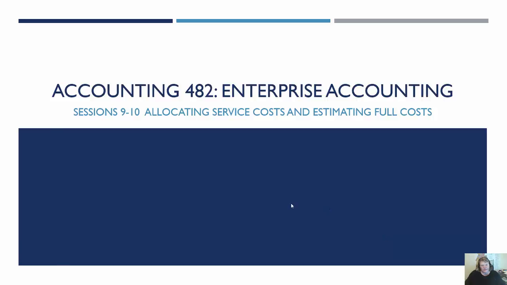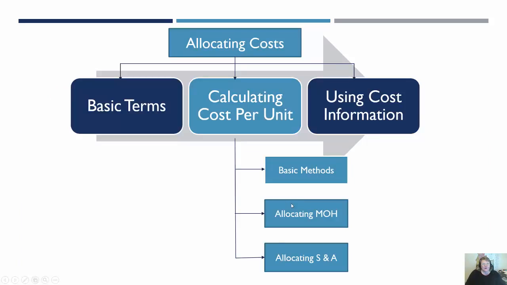Now, I have to do that again every time. So this is where we are right now. Remember, we looked at basic terms already and we're calculating cost per unit. We've looked at basic methods of calculating cost per unit. And then we looked at allocating manufacturing overhead, and we went through plant-wide, departmental, and the ABC method.